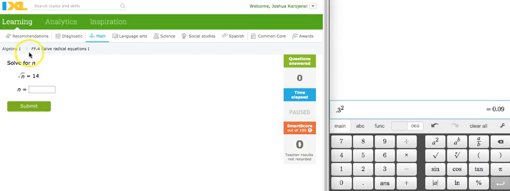All right, here we go. We're going to go through Ff.4, solve radical equations, version 1.